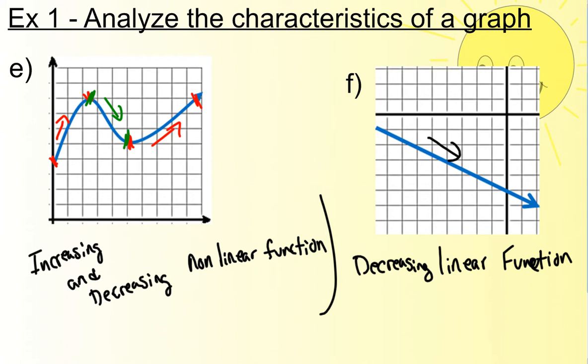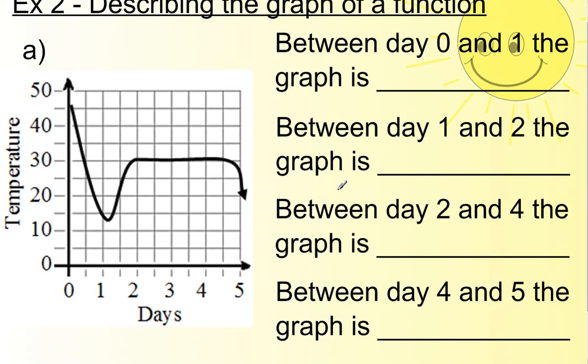Just looking at a graph, is it going up, is it going down, linear, nonlinear? Now we're going to start getting into the specifics of the sections of a graph. So here, this is talking about the temperature over 5 days. And we're going to look at the specifics of each little section. So between days 0 and 1, what's happening to this graph? Well, in that section, the graph is decreasing because it's going down. That section has a negative slope.